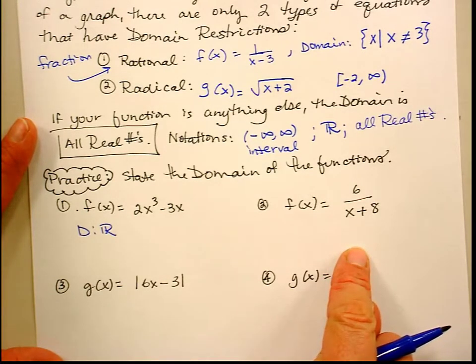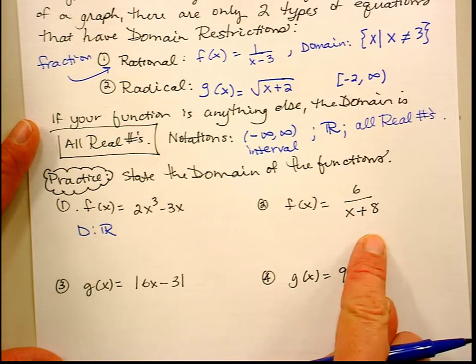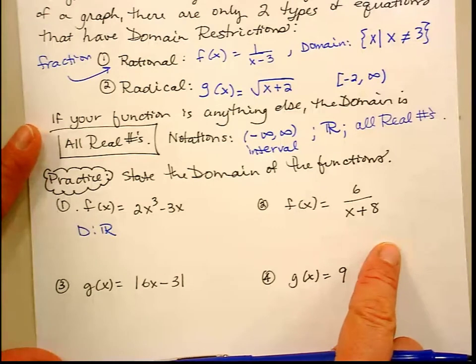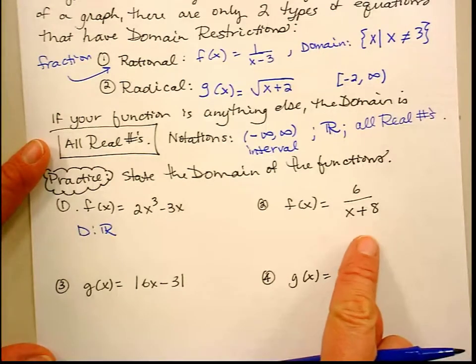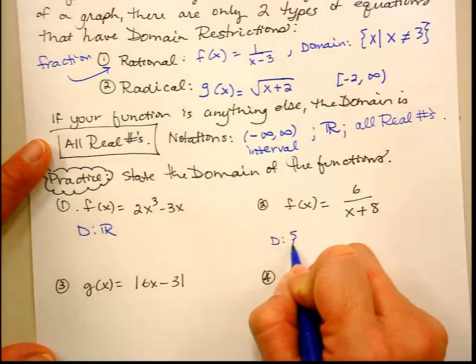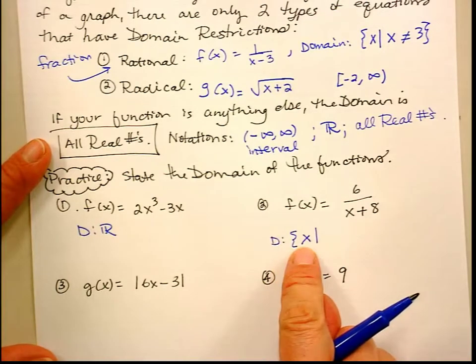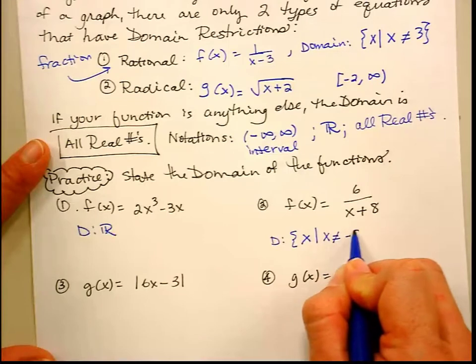Okay. How about 2? f of x equals 6 over x plus 8. Do I have a fraction? I do. Okay, so for fractions, for rational functions, what do we have to be careful of? Can't divide by 0. So what makes this denominator 0? -8. So in set builder, we'd write this, so set bracket x's such that x is not -8.